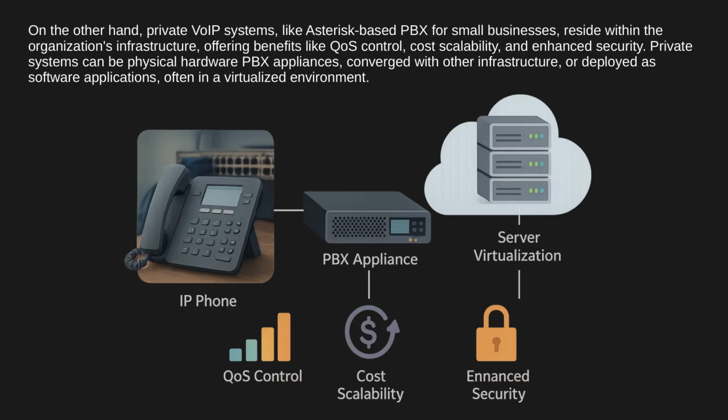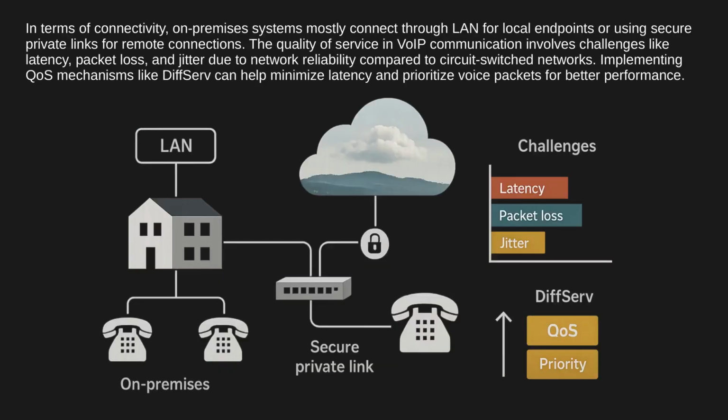Private systems can be physical hardware PBX appliances, converged with other infrastructure, or deployed as software applications, often in a virtualized environment. In terms of connectivity, on-premises systems mostly connect through LAN for local endpoints or using secure private links for remote connections. The quality of service in VoIP communication involves challenges like latency, packet loss, and jitter due to network reliability compared to circuit-switched networks. Implementing QoS mechanisms like DiffServ can help minimize latency and prioritize voice packets for better performance.